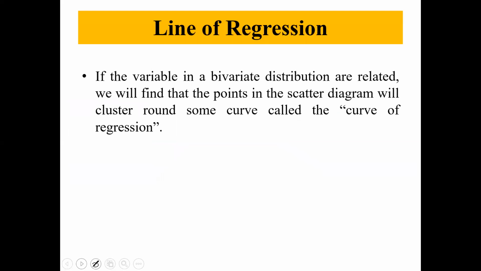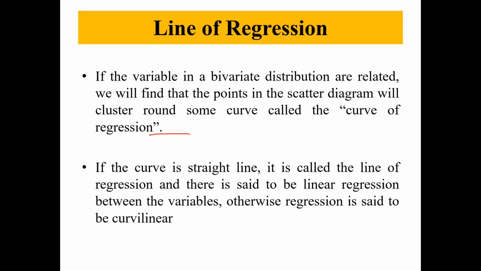If the variables in a bivariate distribution are related, we will find that the points in the scatter diagram will cluster around some curve called the curve of regression. If the curve is a straight line, it is called the line of regression, and there is said to be linear regression between the variables. Otherwise, regression is said to be curvilinear.